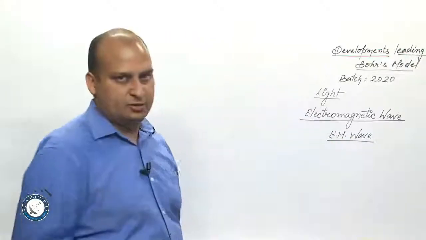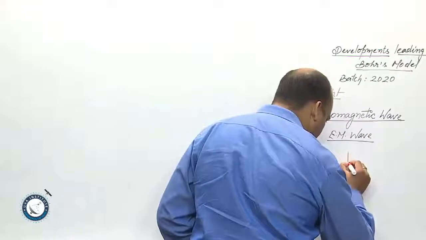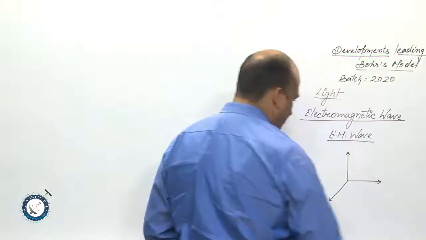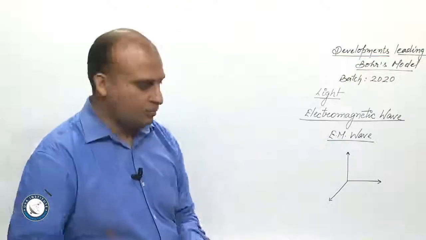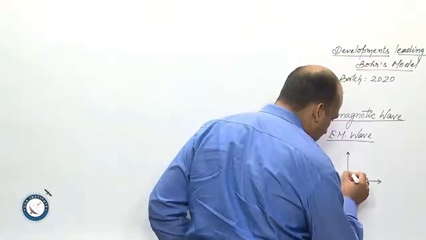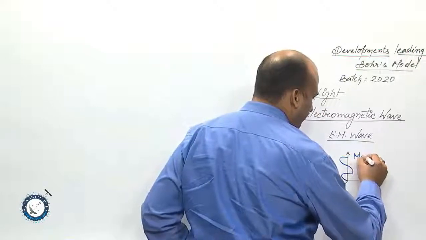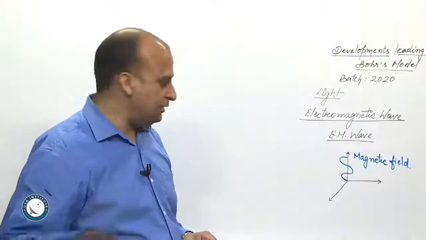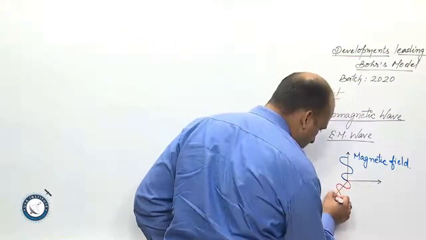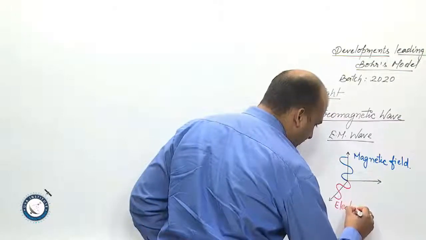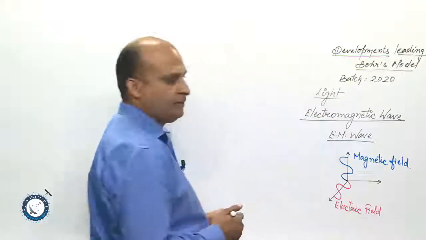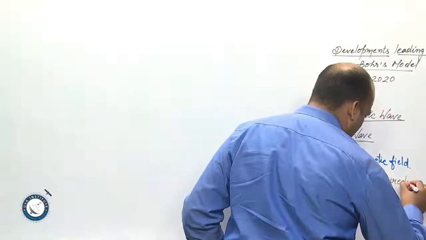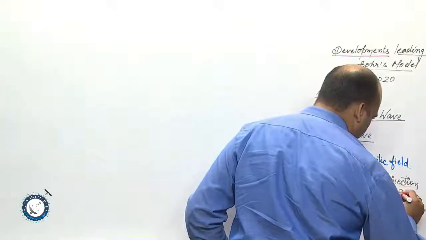Okay. Now, when you say electromagnetic wave, these are characterized by, say suppose this is the magnetic field, and so this is the electric field, and this is the direction of propagation.